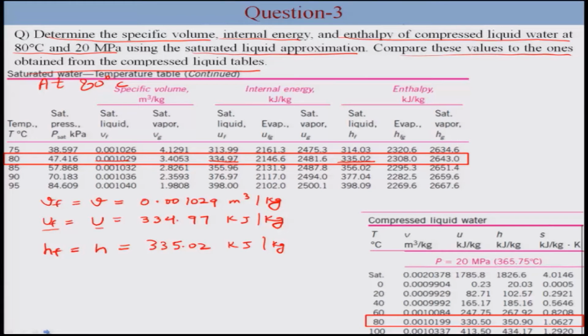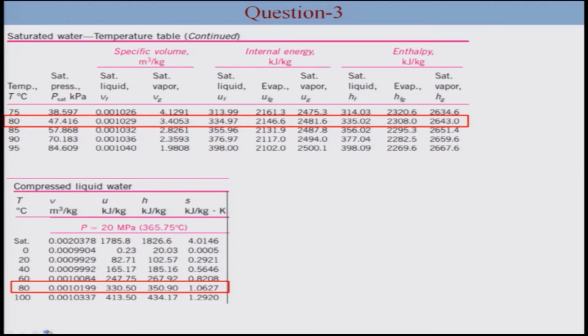From the compressed liquid table at 80 degree Celsius, the specific volume is 0.0010199, the internal energy is 330.50 and enthalpy is 350.90. So there is a difference in the two values, and if we compare the two values by calculating the errors, so error in specific volume is the difference in the values from the saturated water table and compressed liquid table.